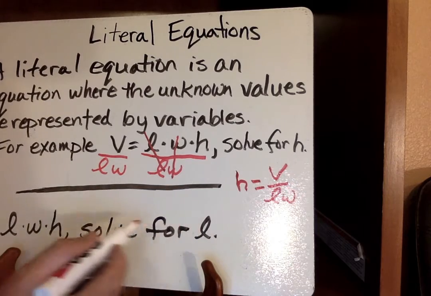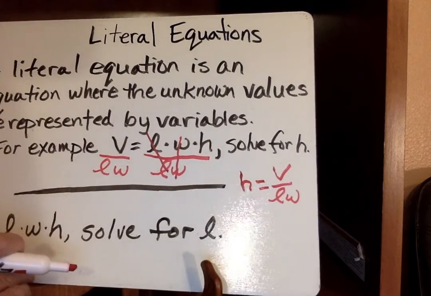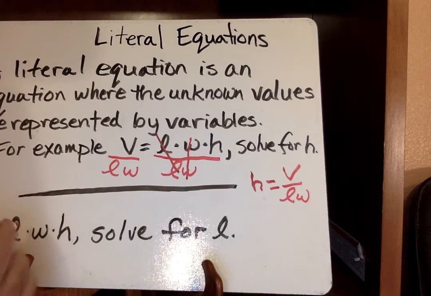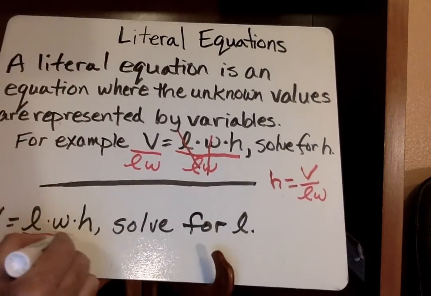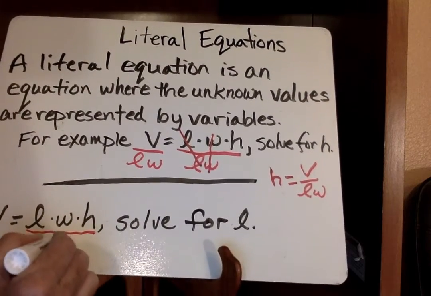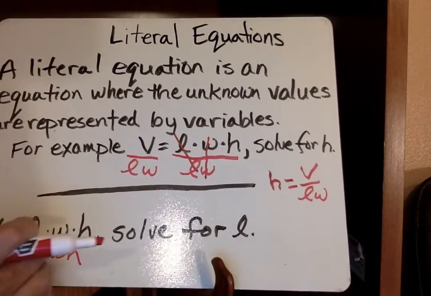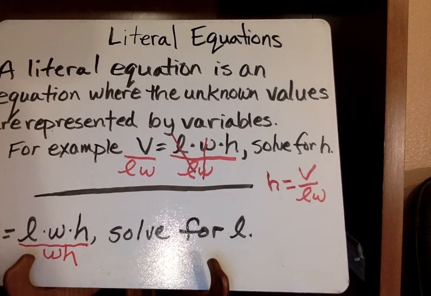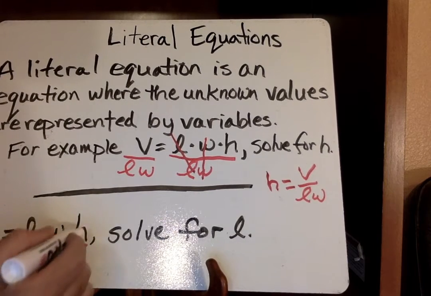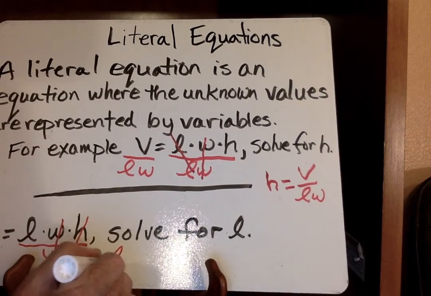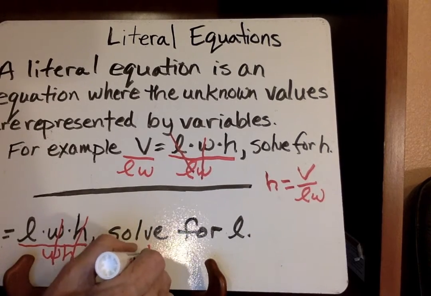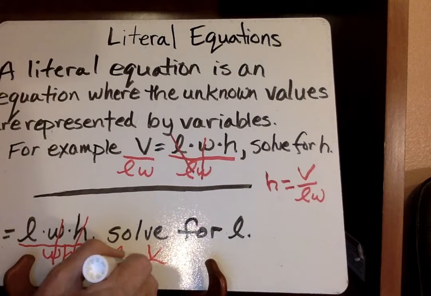Then this bottom one here says volume equals length times width times height, or V equals LWH. Solve for L. If we're trying to get L by itself, we would have to divide by W and H. Then those would cancel out, and we see that L equals V over WH.